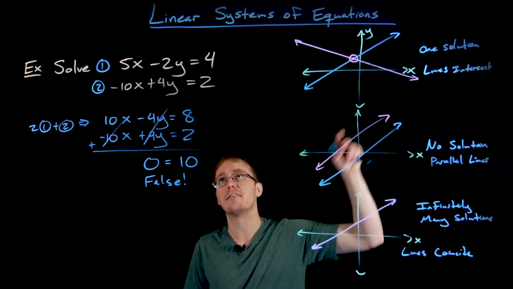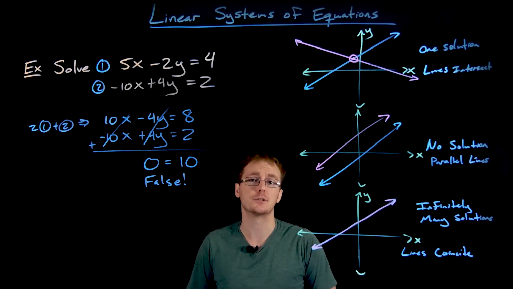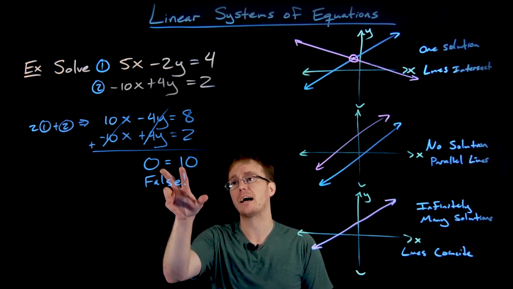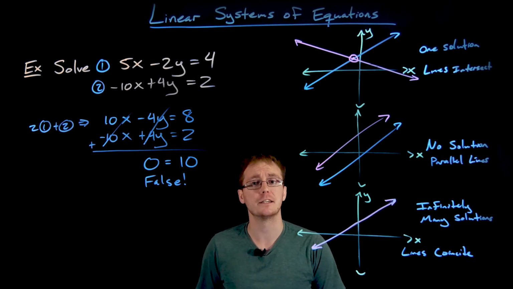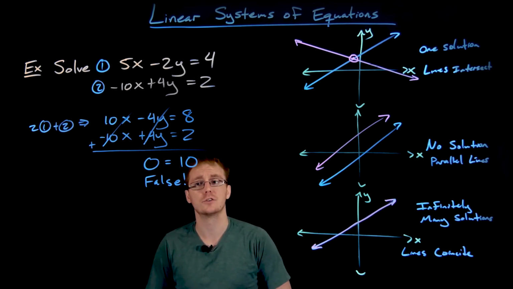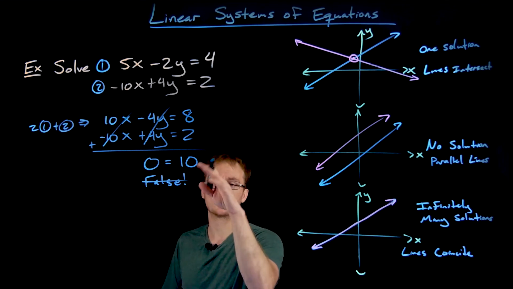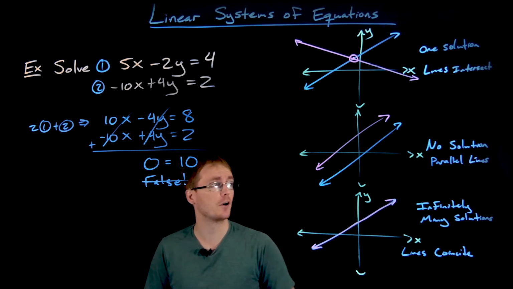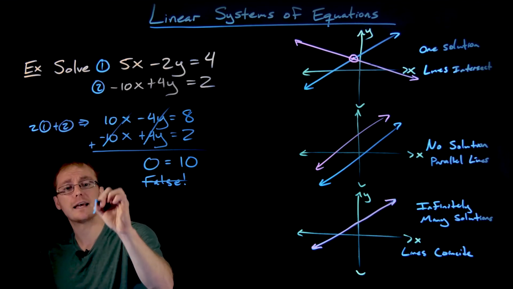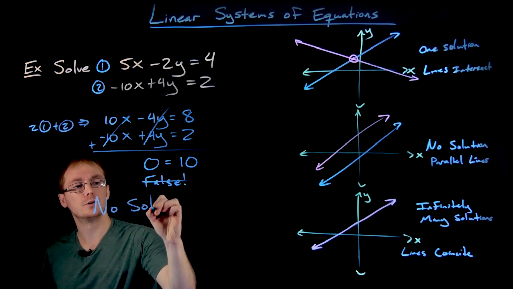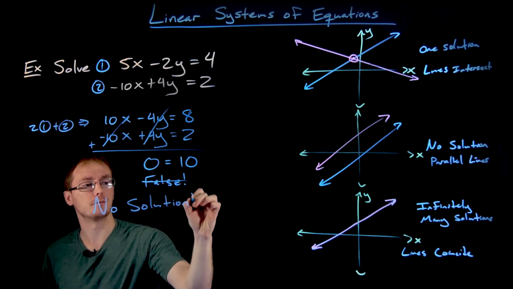So we really do have parallel lines in this system of equations, and that's why we encounter this false statement algebraically. These parallel lines will never intersect, so we have no solution. So we don't write "false", that's just how we interpret that 0 equals 10 part. What we want to say as our final answer in a situation like this is that we have no solutions, or no solution.